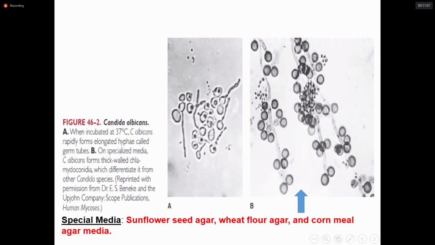You can see here, Candida albicans has been grown on a special media. Special media, I don't want the names from you, like sunflower seed agar, wheat flour agar, cornmeal agar. These are special media for Candida albicans in which the chlamydoconidia will be seen quite clearly in growth on these special media.